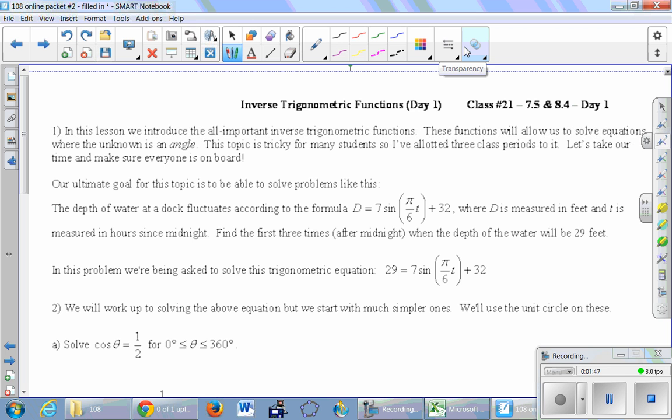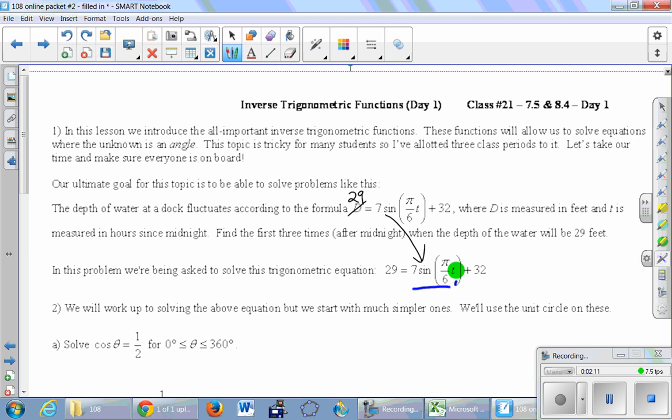And in order to solve this particular problem, what we're really doing is changing the d into a 29 because we want to know when it's 29 feet. And so you can see that that has been written down here as this equation. And so the goal is to solve this equation down here for t. And the t is buried. For the first time, we're trying to solve an equation where the t, the unknown, is inside of a trig function. That sine of something where the t is inside the sine. And so in order to solve that equation, we're going to need to use this idea of inverse trig functions.